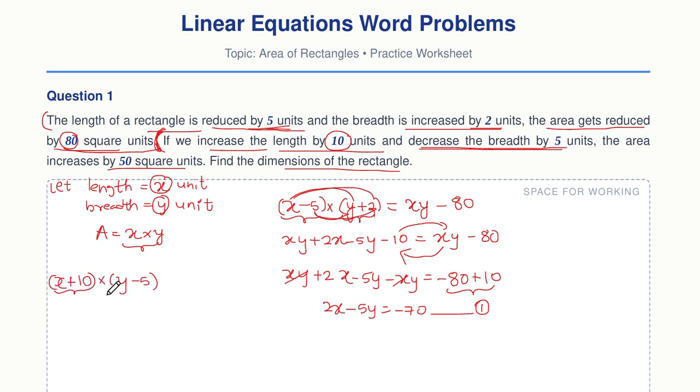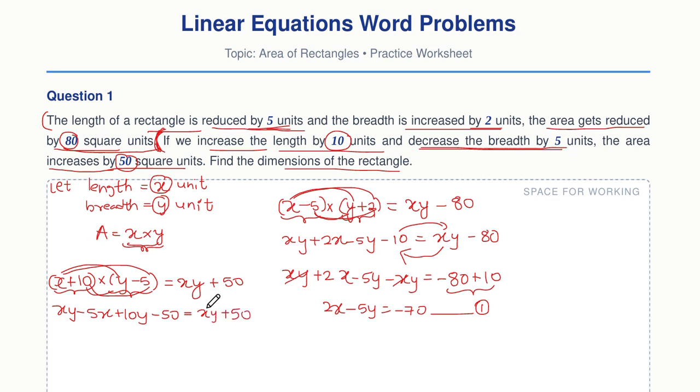If we multiply this length into breadth, we get area. What is the area of the rectangle? x into y. But by changing the length and breadth, the area also changes. The area is increased by 50 square units. So the area is x into y, increased means plus, how much? 50. Now do the multiplication again. x into y, xy. Then x into minus 5, minus 5x. 10 into y, 10y. Then 10 into minus 5, minus 50, is equal to xy plus 50.